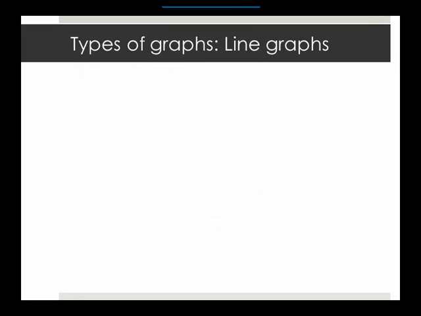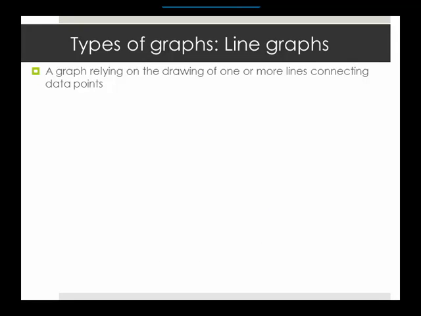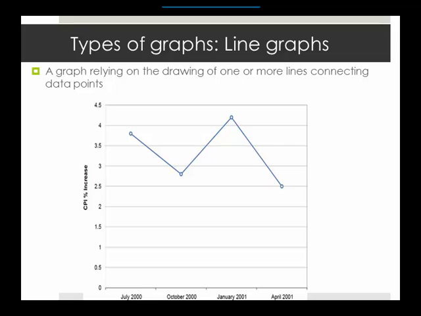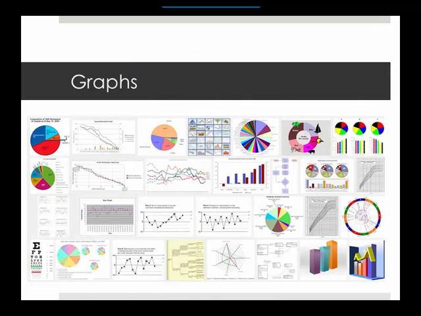Line graphs are graphs that rely on the drawing of one or more lines connecting data points. The key to a line graph is the understanding that it is appropriate when there are changes over time. Line graphs are appropriate when both the x-axis and y-axis are continuous data. Although bar graphs can be used, line graphs are better at comparing changes over time.